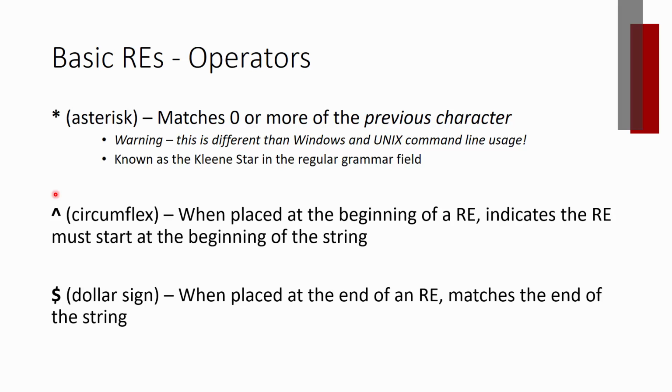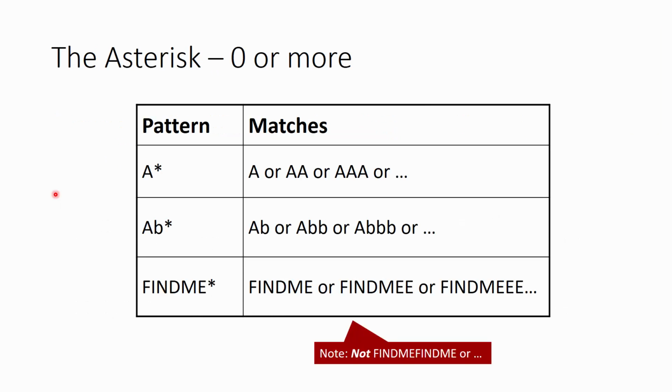Now, the 0 key takes you to the true beginning of the line, all the way to the left side in vi, but the circumflex takes you to the first character on that line. So it'll skip past any tabs or white space you have. The asterisk matches 0 or more. Some examples of that.